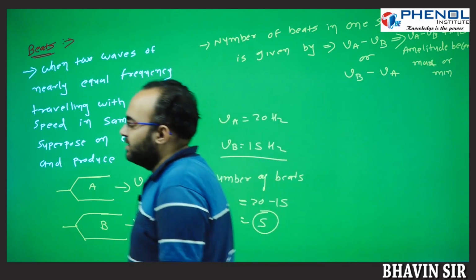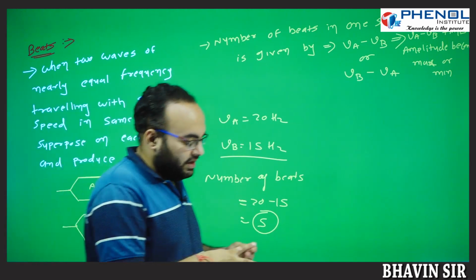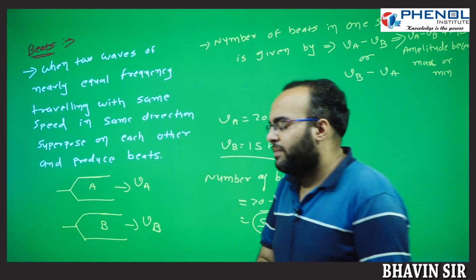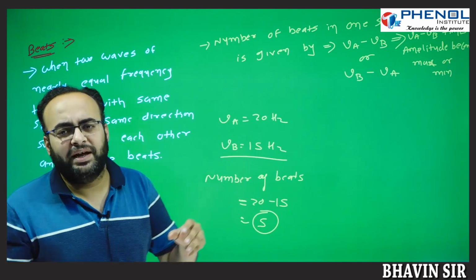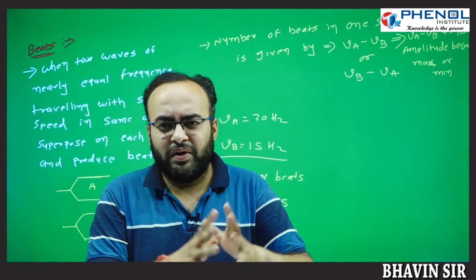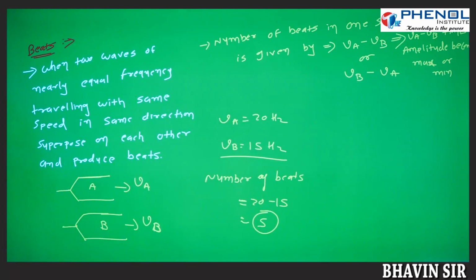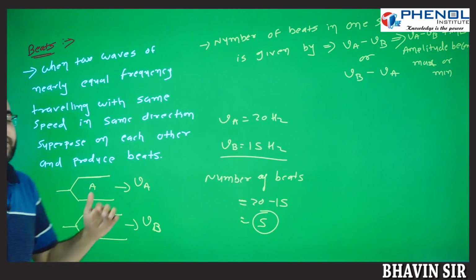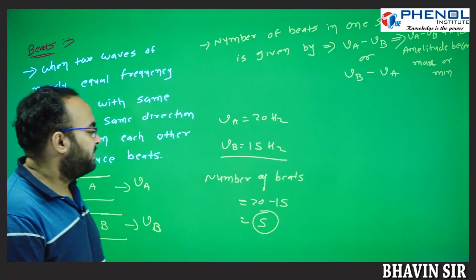Okay students, so those are the beats. In the case of beats, two waves of nearly equal, slightly different frequency, when they are superimposed in the same direction with the same speed, then beats are produced. The example I gave you was the piano, with white and black keys, whose sound frequencies differ slightly. When they superimpose, beats are produced, and the amplitude becomes maximum, minimum, maximum, minimum. So they are the beats.